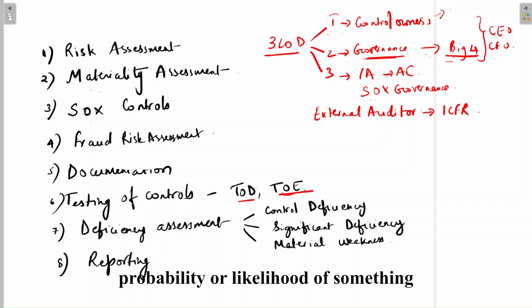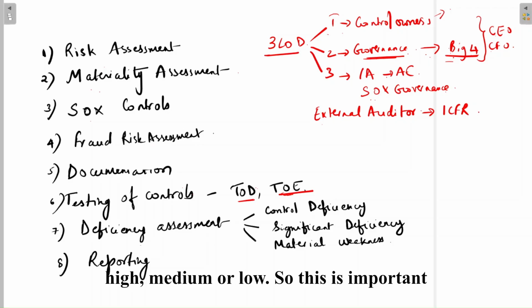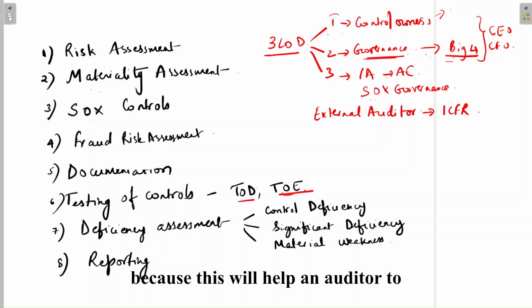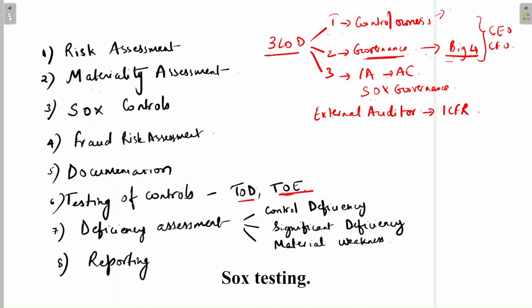What is the probability or likelihood of something going wrong? And what could be the impact of it if it goes wrong? So based on this, the risk scoring is done, and then the risk is classified as either high, medium or low. This is important because this will help an auditor to focus on areas of high or moderate risk and then do targeted efforts in terms of SOX testing.